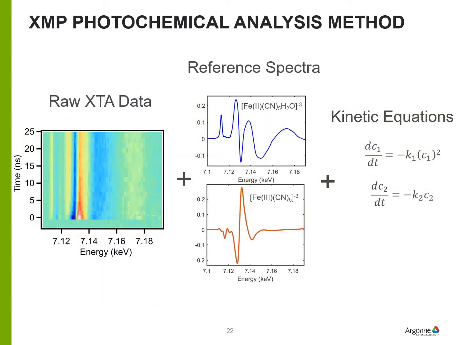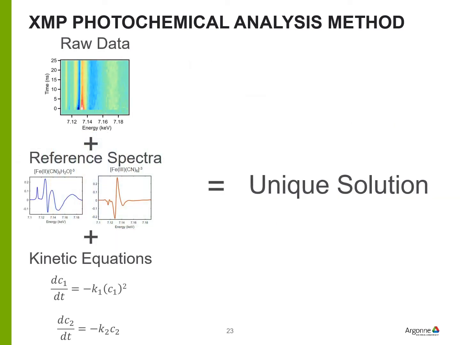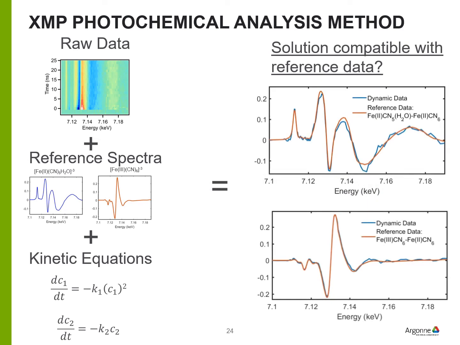So in our case, we took our raw XTA data, we took reference spectra, and we took a kinetic model. And these three things together enabled us to generate a unique solution, and we could also even extract these kinetic coefficients. The first way to assess the quality of the global fit is to compare the spectra that are generated in the fit with the reference spectra. And what you can see is that the agreement is actually really good in this case. So that's pretty gratifying to see.